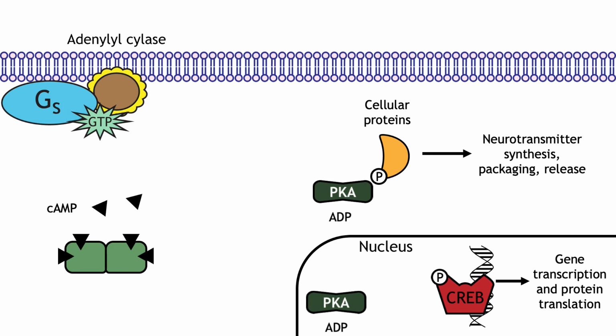Overall, neurotransmitters working through G-protein-coupled receptors and second messenger cascades like the adenylyl cyclase pathway can cause a diverse range of cellular effects, from opening ion channels to changing protein activity via phosphorylation to altering the proteins synthesized in the neuron.